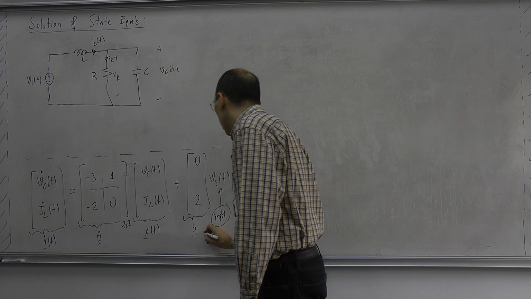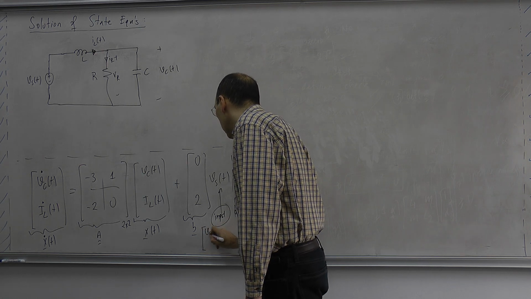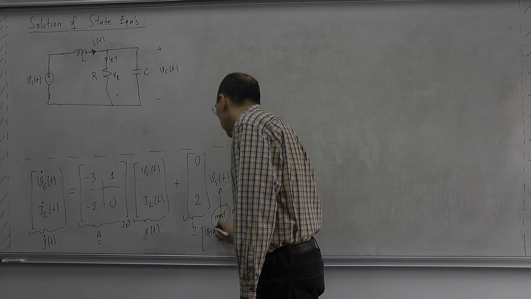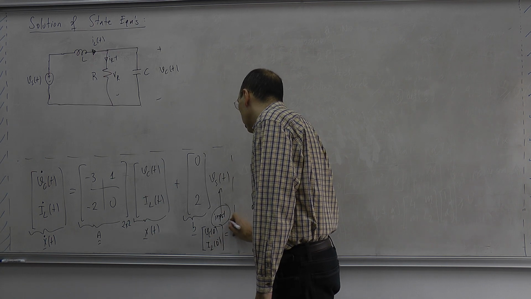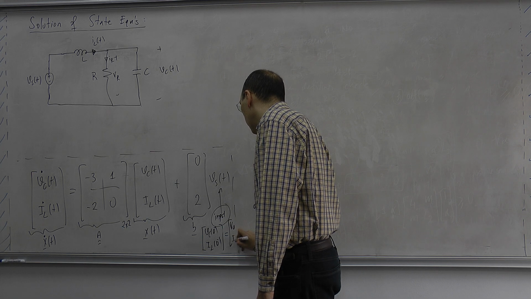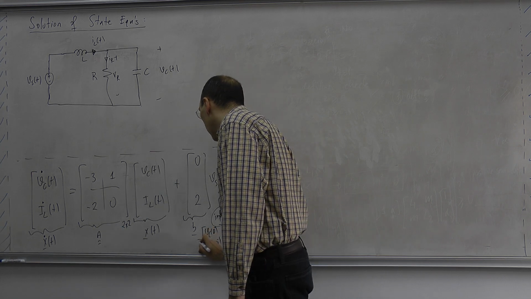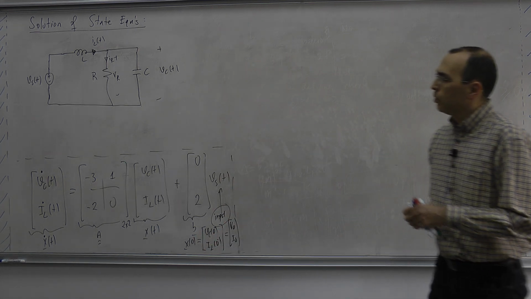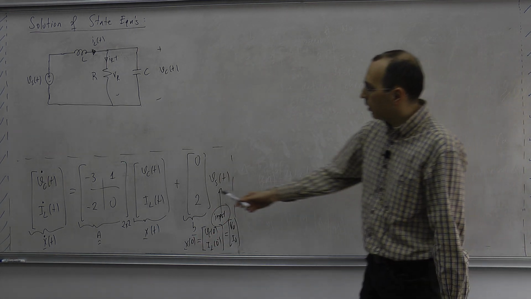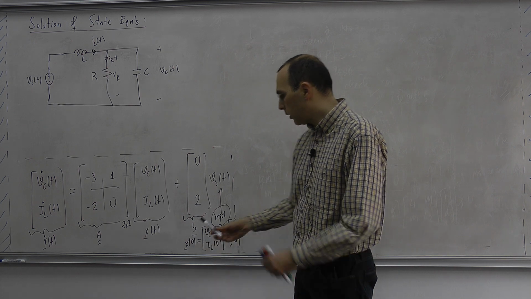So how do I write the initial condition? Let me write it over here. Vc(0-), IL(0-) is equal to some values, V0, I0, written like this. And I can represent this as a state vector at time 0. So how do I visualize this? Well, I visualize this as a state vector.